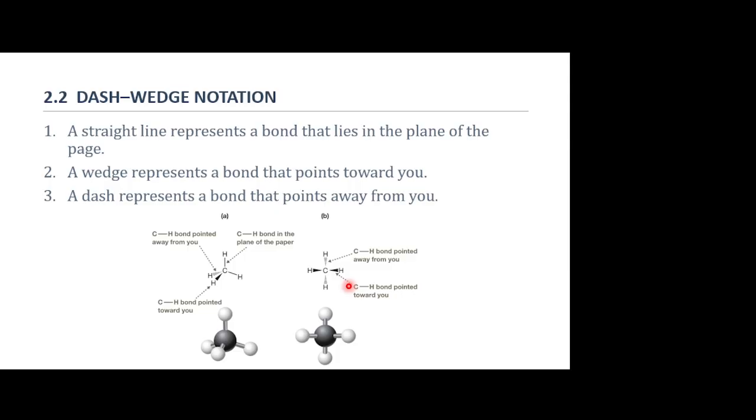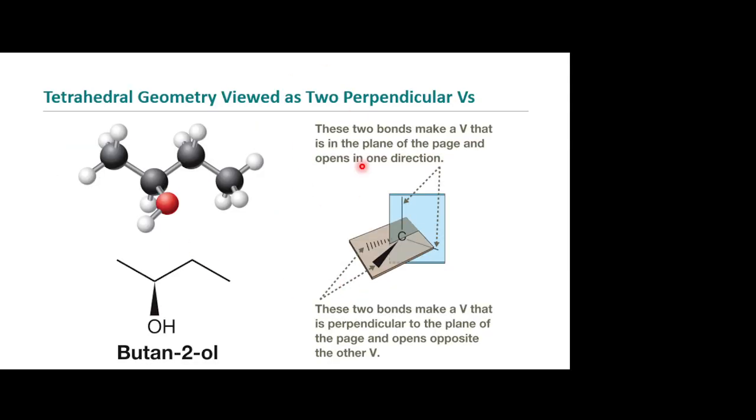It is correct. Okay, so let's look a bit more at the tetrahedral geometry viewed as perpendicular. So right here, we actually have this butane with an alcohol coming off of it. And so we represent these carbons as all being in one plane. And so that form of a ring is flat in that plane. And then what we do is we represent that oxygen as coming out towards us. Can everybody see that okay? Okay.